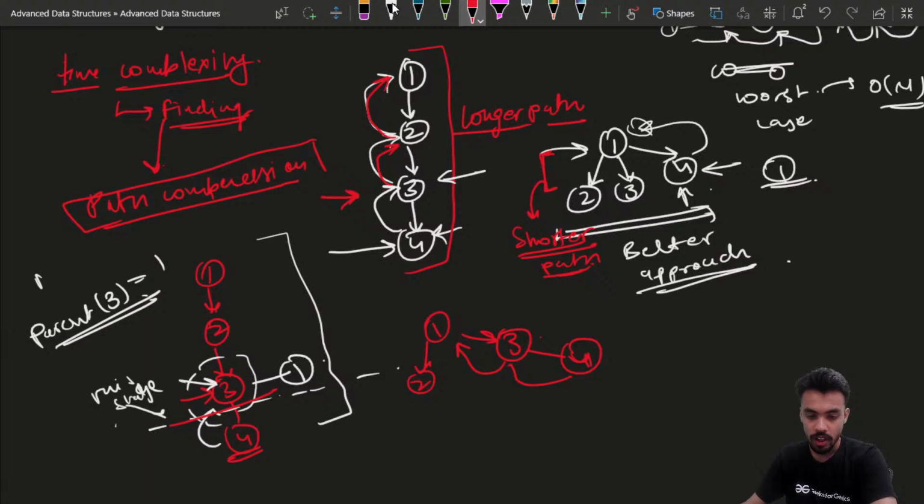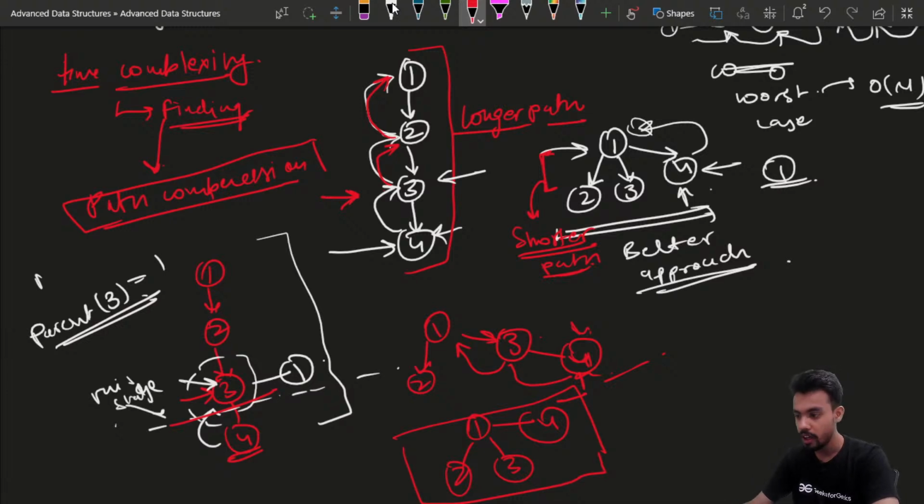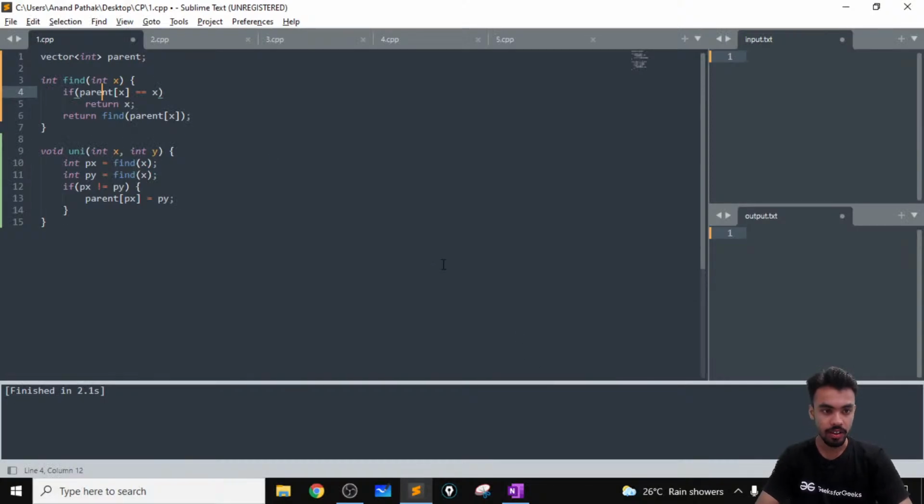So now you know that the parent of 4 is 1, and at this time you will be changing the parent of 4 to 1 only. In that case it would be something like this, and you will change this thing. So yes, we can have an improvement here using path compression, and we can implement that in our function.